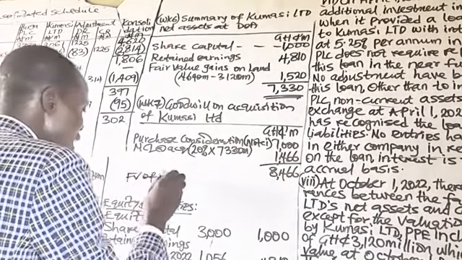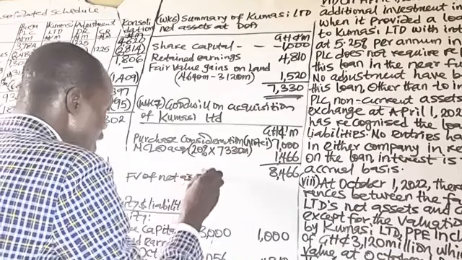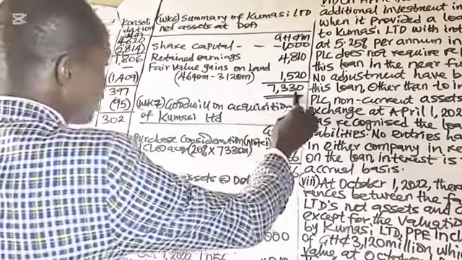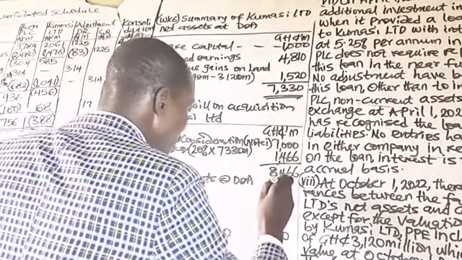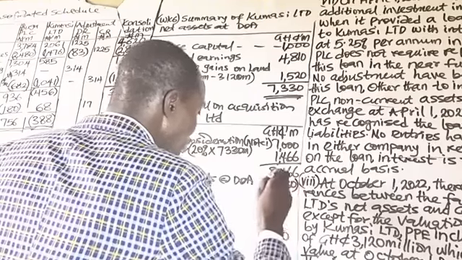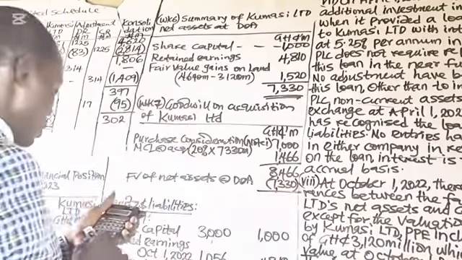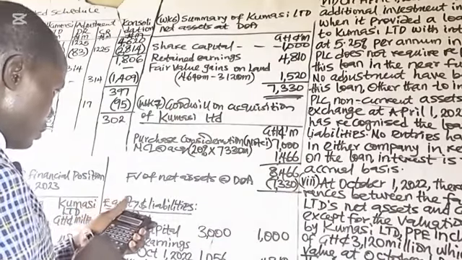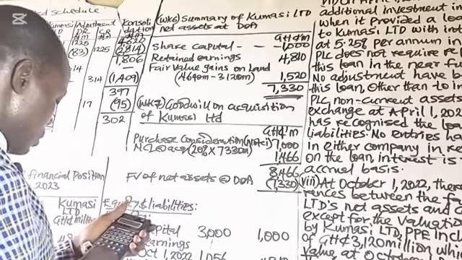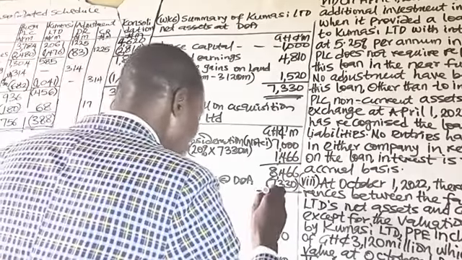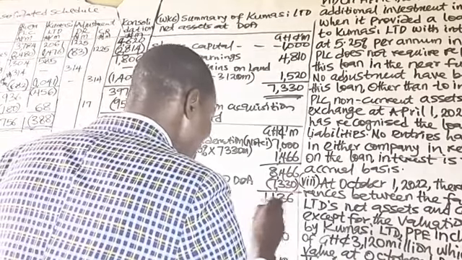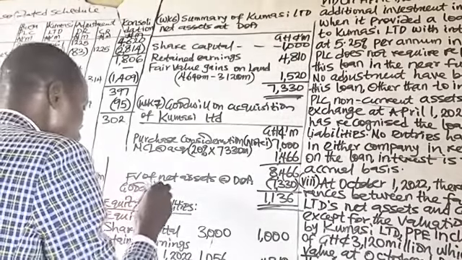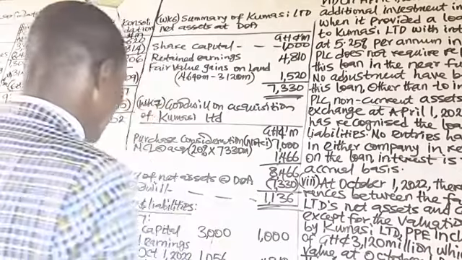After this, you deduct the fair value of net assets at the date of acquisition. The net asset will have 7330 at the date of acquisition. If you subtract that, then we have goodwill of 1136. That is goodwill in foreign currency, which is goodwill in Ghana cedis.